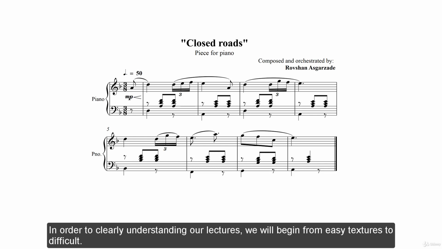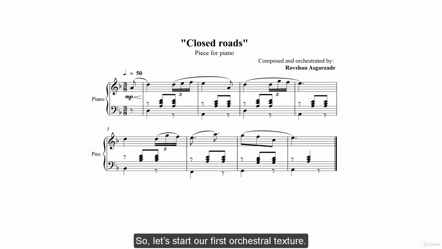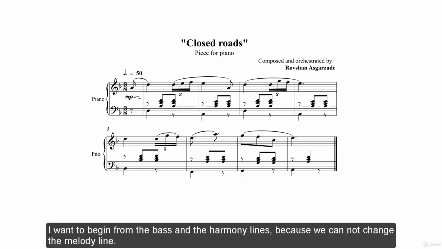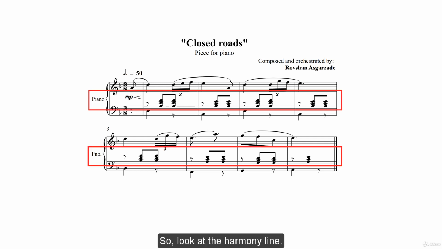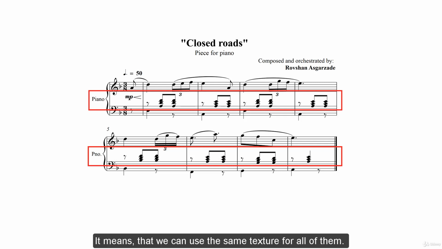In order to understand our lectures clearly, we will begin from easy textures and move to difficult ones. So let's start our first orchestral texture. I want to begin from the bass and the harmony lines because we cannot change the melody line. So look at the harmony line. As you see, all chords are similar to each other. It means that we can use the same texture for all of them.